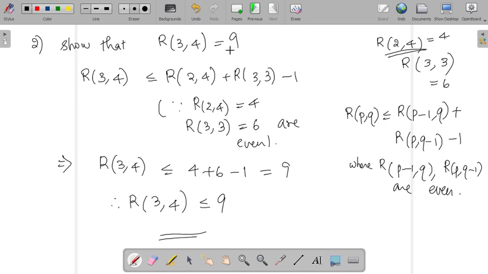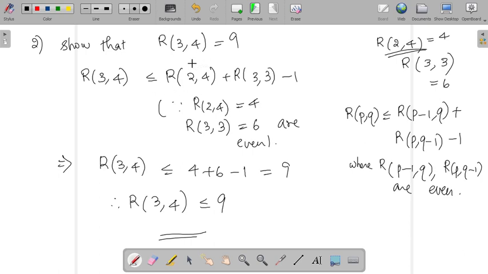Now we need to prove that R of 3, 4 equals 9. Okay, so with 8 we need to show that in a coloring of K8 with two colors there is neither a blue 3-clique nor a red 4-clique. It is enough to show that neither of these occurs in K8. And we have R of 3, 4 less than or equal to 9. So if it cannot be 8, it cannot be anything below 8, so it must be above 8. So that will be equal to 9.